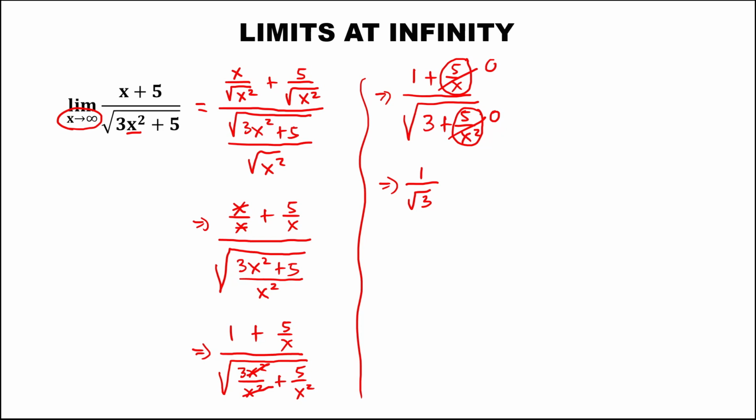Then to rationalize, to remove this radical in the denominator, multiply by the square root of 3. So 1 times the square root of 3 is the square root of 3, over the square root of 3 times the square root of 3, which is the square root of 9. So this limit is equal to the square root of 3 over the square root of 9, which is 3, so the limit is the square root of 3 over 3.